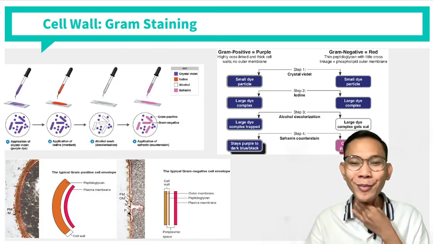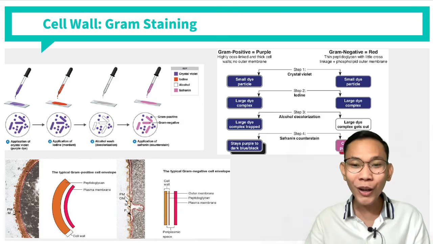After that, you add your alcohol. So your alcohol, if it is a gram positive, it will still maintain a large dye complex. Walang nangyari, walang nagbago. Then you add your counter stain, which is your safranin. When it is a gram positive, it will not cause another color reaction. So therefore, our gram positive will be color purple.